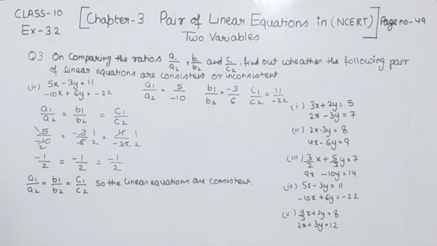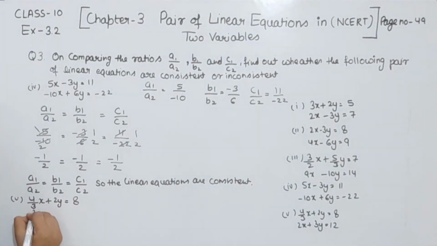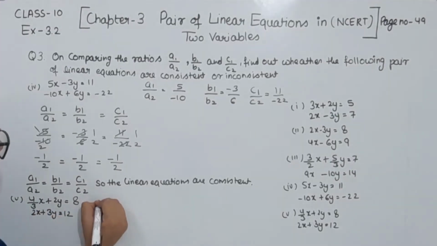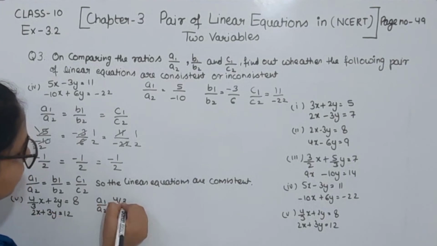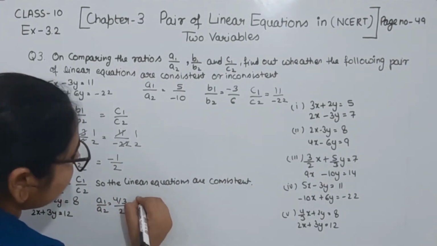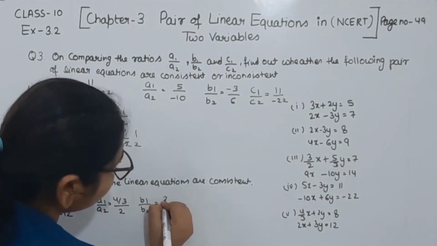Now comes the last part. We have part 5. The equations are 4 by 3x plus 2y is equal to 8 and the second one is 2x plus 3y is equal to 12. Now a1 by a2 is 4 by 3 divided by 2. b1 by b2 is equal to 2 by 3.